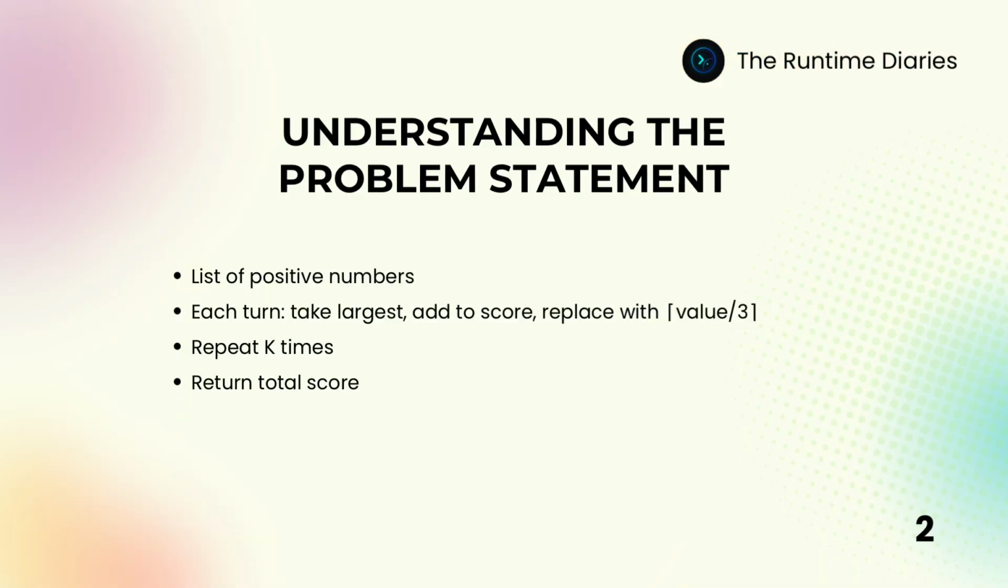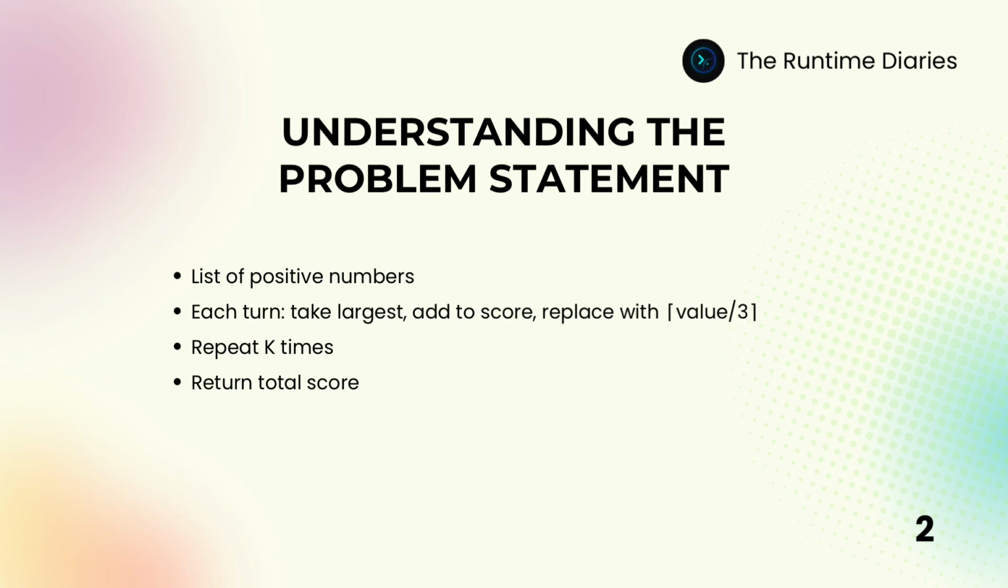Today's problem is all about greediness, dynamic updates, and choosing the right data structure for the job. Maximal score after applying K operations. This is the kind of problem where brute force technically works on small inputs until you hit a real test case and it absolutely doesn't. Let's build the optimal solution from the ground up.